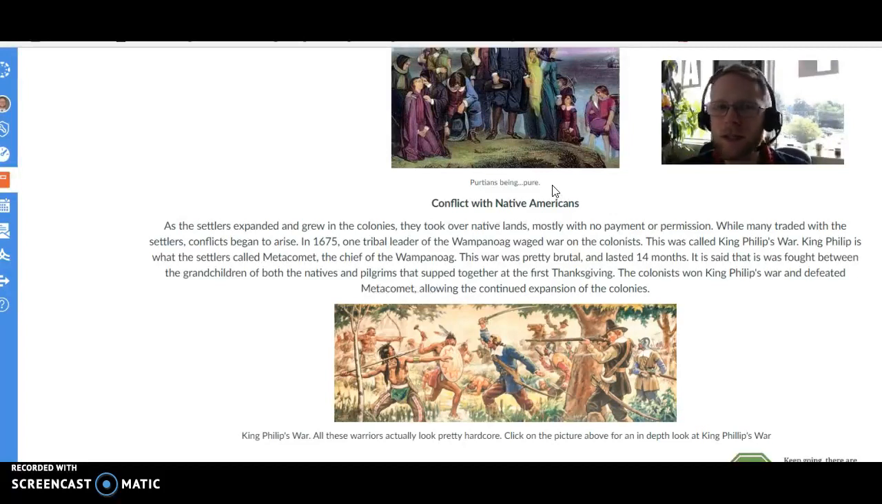The war was pretty brutal, lasting 14 months. It is said that the war was fought between more or less the grandchildren of the very same natives and pilgrims that had dined and supped at the first Thanksgiving. So a very unfortunate turn of events. The colonists won, and this more or less broke the military power of the natives within that New England area, allowing the colonists to expand.